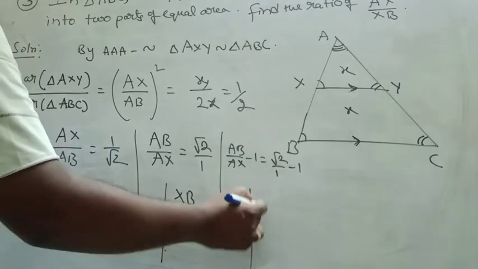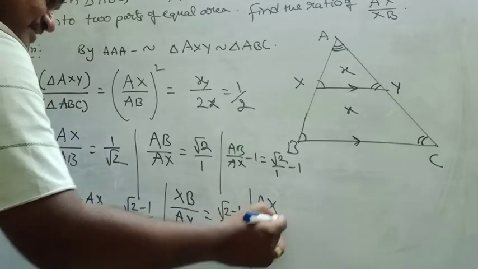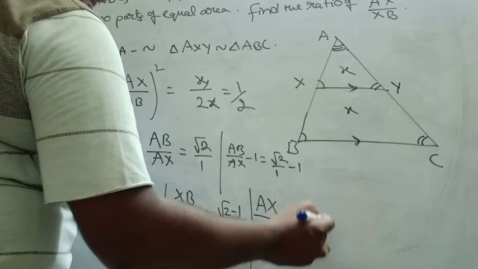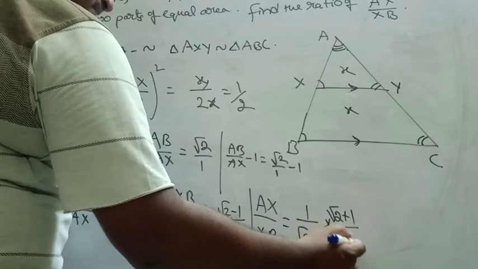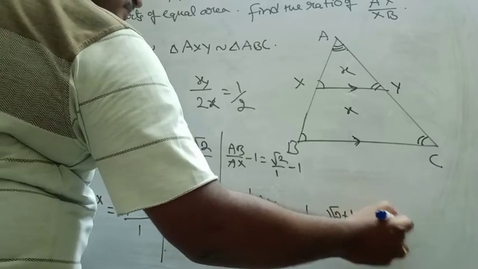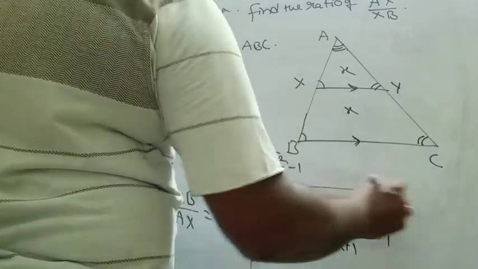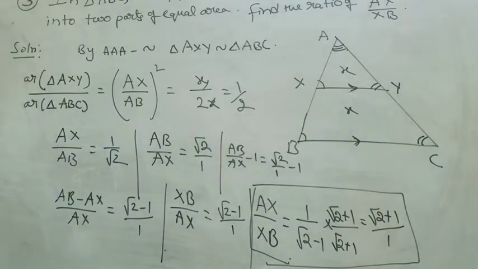Now we need actually AX by XB. You just take the reciprocal of this. AX by XB is equal to 1 by root 2 minus 1. You can rationalize this. Multiply and divide by root 2 plus 1. Now this becomes root 2 plus 1 by root 2 whole square minus 1 square. 2 minus 1 is 1. Therefore AX by XB is equal to root 2 plus 1. In this beautiful way we get this particular problem, right, my dear students? Please observe, it's a very nice problem.